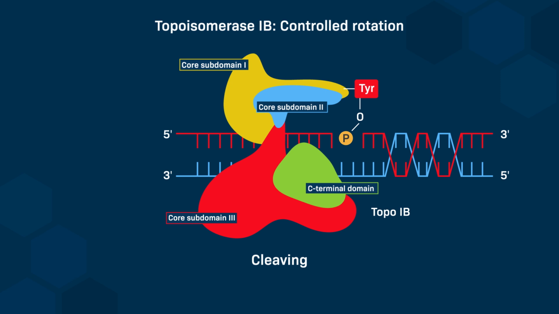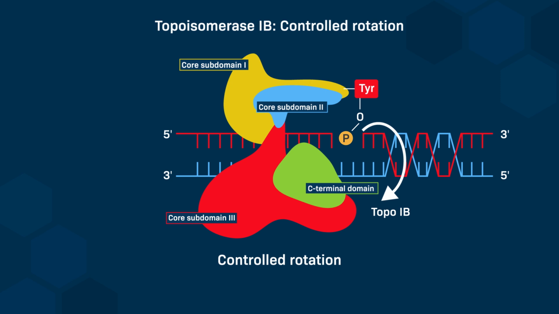Notably, instead of the phosphate remaining attached to the 5' end of the strand, it remains associated with the 3' end of the strand. Consequently, one end of the strand becomes permanently attached to the enzyme, while the other end is free to rotate about the intact bottom strand. Multiple controlled rotations occur within one catalytic cycle.